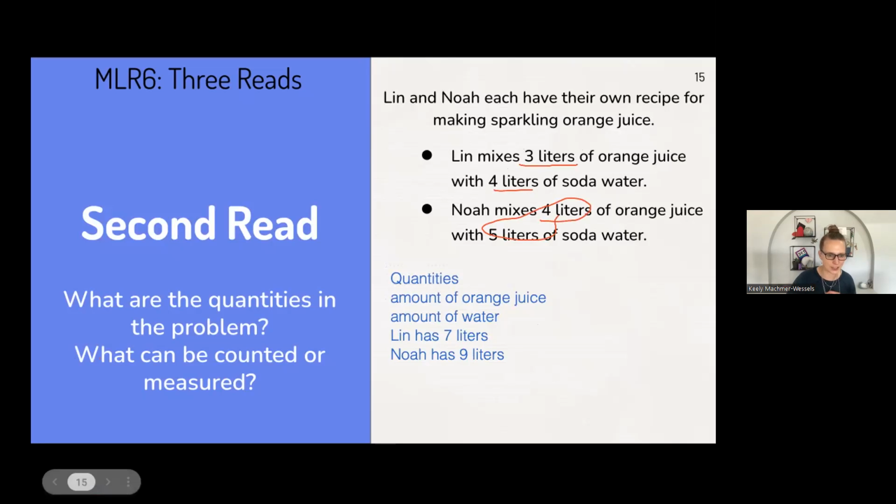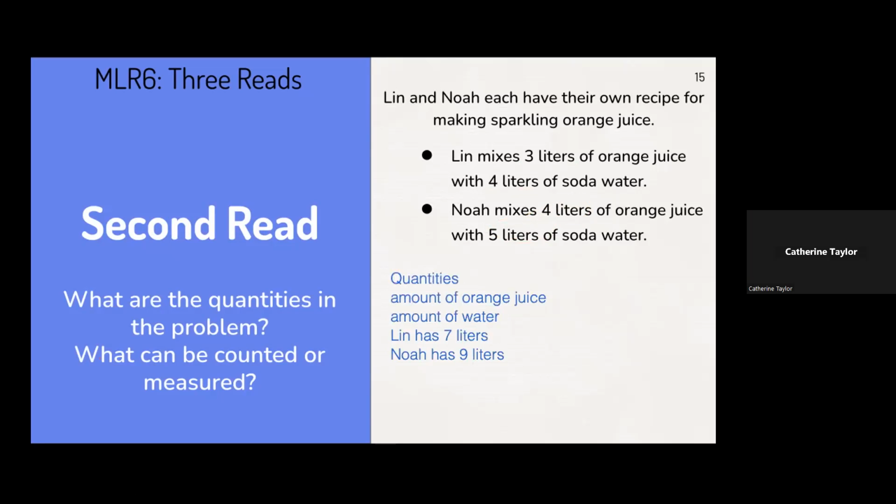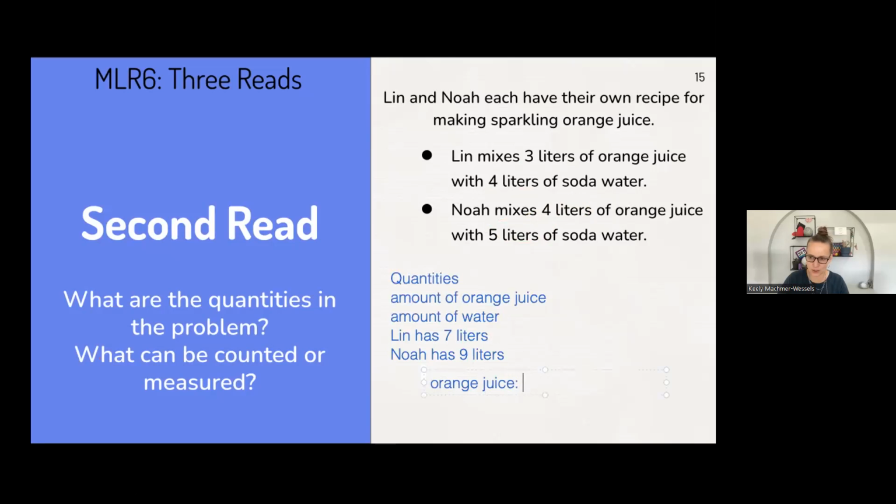Yeah, the total amount of OJ and water, exactly. Oh, the ratios. Catherine, could you say more about where you're seeing ratios in this problem? There we go. Catherine, can you say more about those ratios? The ratios come from the comparison of the amount of orange juice to the amount of soda water per person. Okay, so ratio of orange juice to soda water. Awesome. Great. So we got 3 to 4 and 4 to 5.